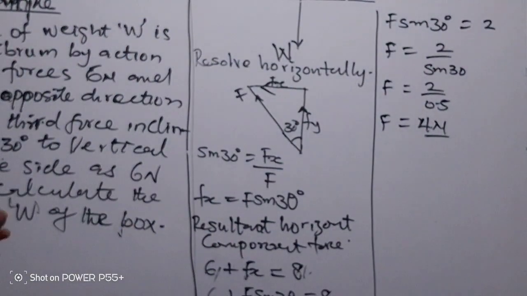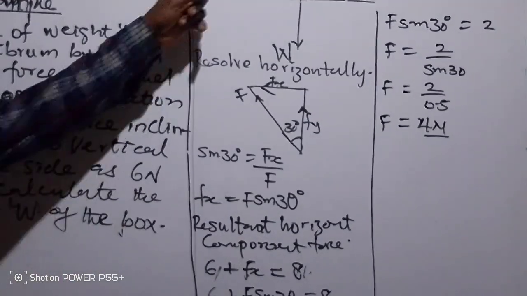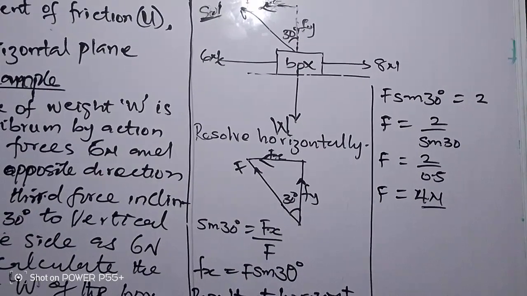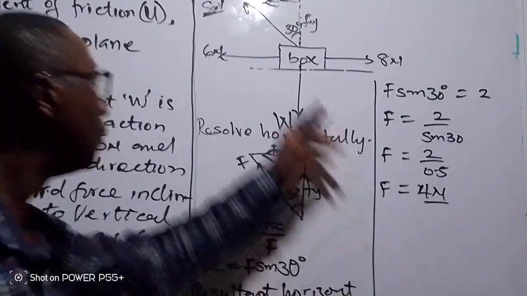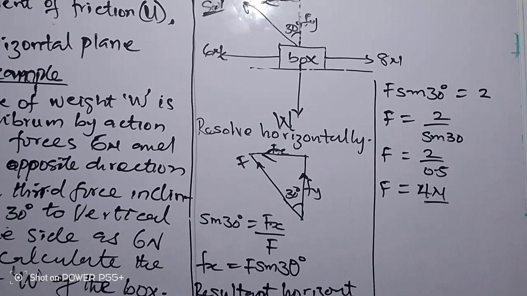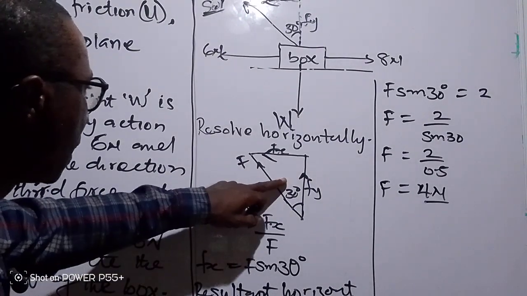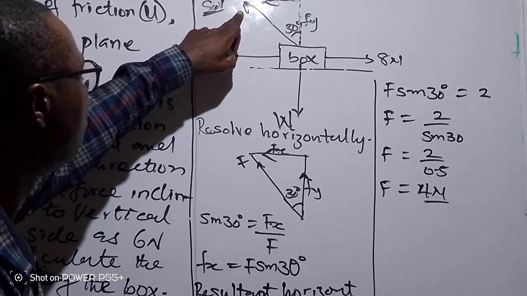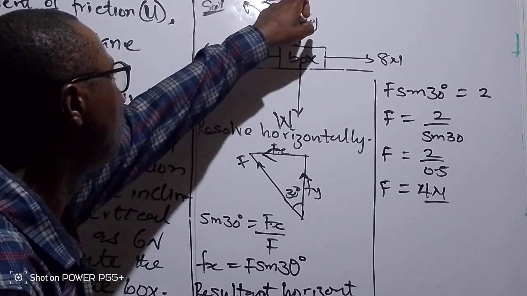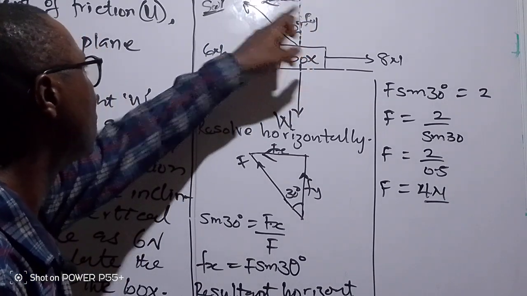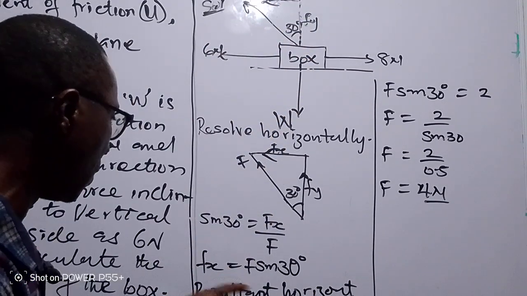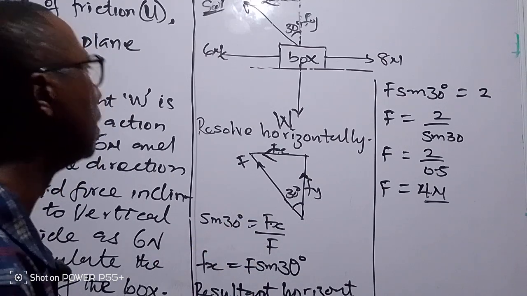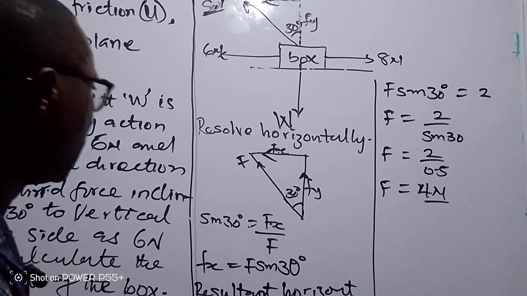Although the question is silent about the value of F, without knowing the value of F, we won't be able to calculate the W. Now, for W, let's look at the same diagram. Since I said this F is not only horizontal but vertical at the same time, we've resolved it horizontally the other time, and we get sine 30 degrees equal to Fs over F. Now, let's resolve it vertically.